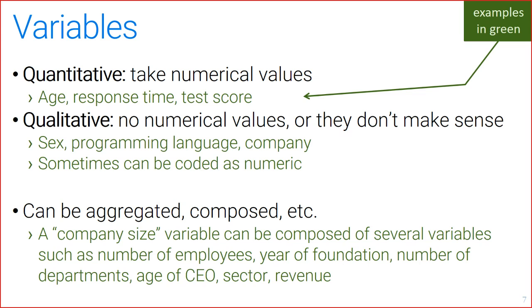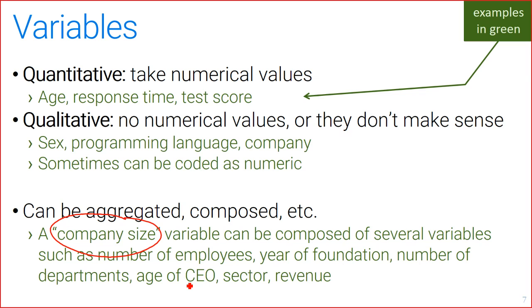And of course, we have variables and we can aggregate them. We can compose them in different ways. We're going to talk a little bit about this later. So for example, we could have a variable called company size that aggregates multiple variables about the size of a company. So it could be, for example, the number of employees, the year that the company was founded, the number of departments, the age of the CIO, the sector, revenue, etc. So those are multiple variables that we could consider into aggregating a company size variable.